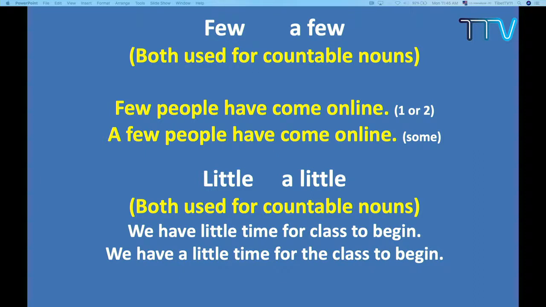You can use little and you can use a little, but the only difference is that little is negative and a little is positive. There is some kind of positivity, just like few and a few. A few means there are some, while few means one or two. So little and a little are the same, only used for uncountable nouns.